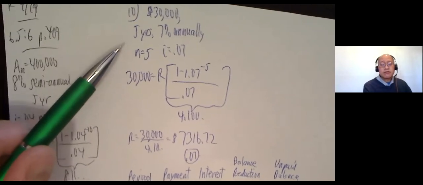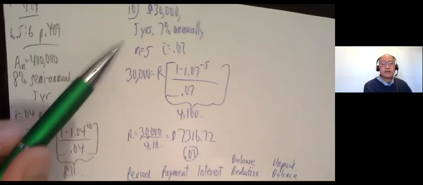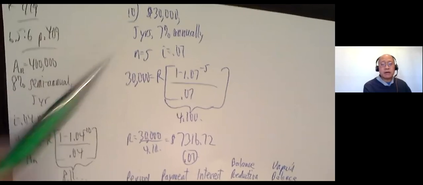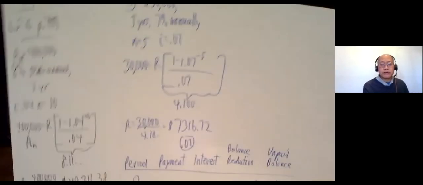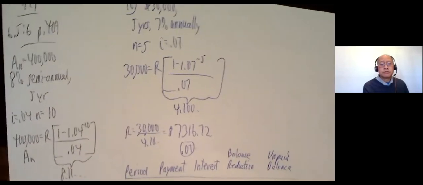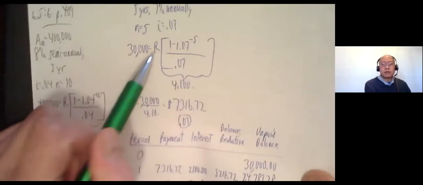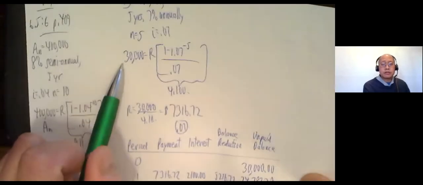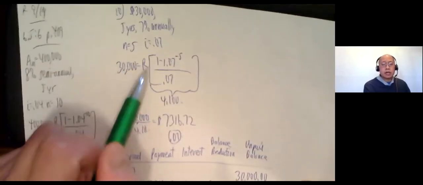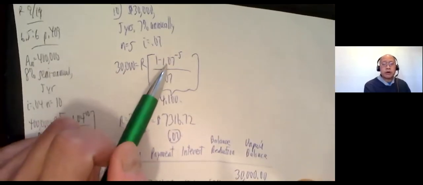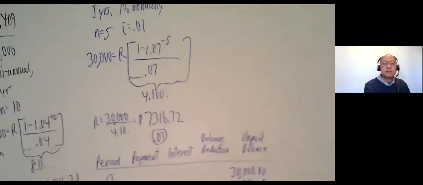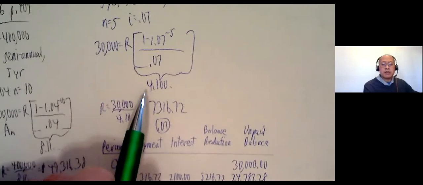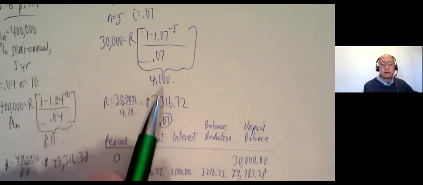Quarterly, 5 times 4. Monthly, 5 times 12. Daily, 5 times 365. Okay, so the I is 0.07. Throw it in the formula, figure out the payments. So 30,000, annual payments, is R times 1 minus 1.07 to the negative 5 divided by 0.07. And if you punch this in a calculator, it's about 4.100.